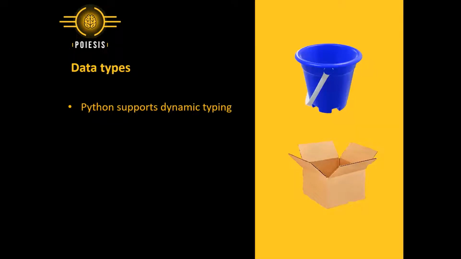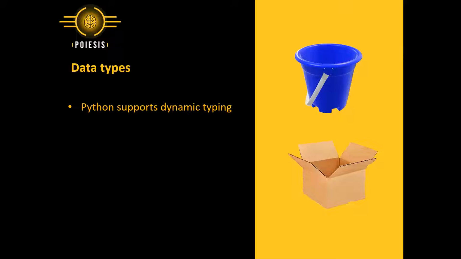Python supports dynamic typing. What does it mean? Let us understand this with the help of a simple example. There are two containers on my screen, a plastic bucket and a box of cardboard. If I asked you to choose one of them to store water, which one would you choose? Obviously, bucket.